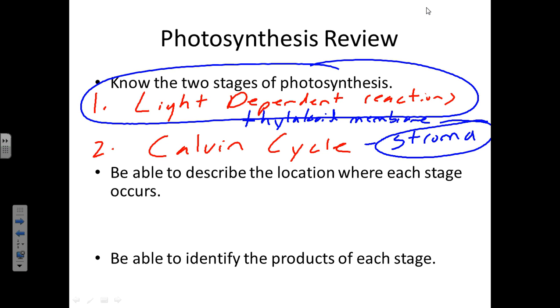And then the other thing on this slide, be able to identify the products of each stage. Know what gets made during each of those two stages. And I'm oversimplifying here, but the light-dependent reactions happen first. They take in light.